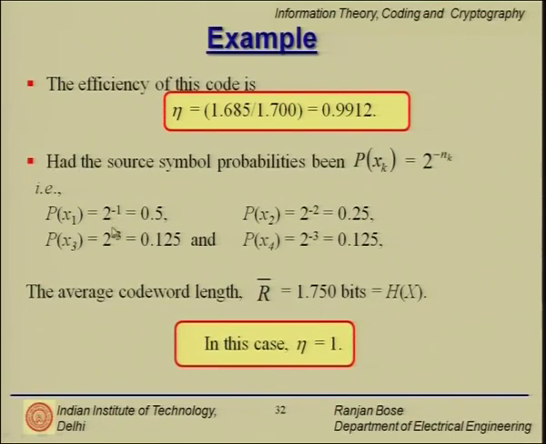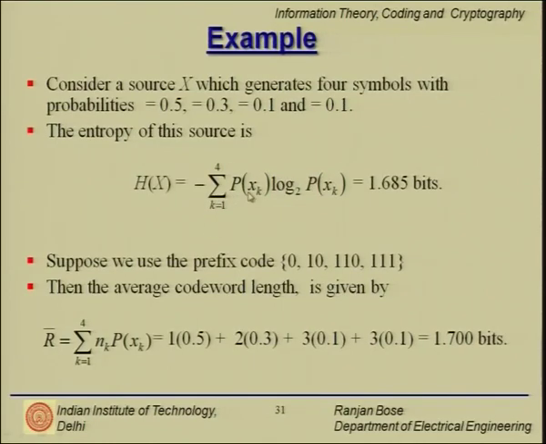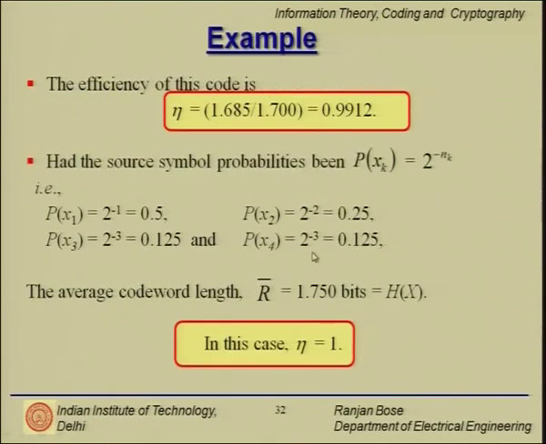If I plug these changed probabilities into my expression for H of x, nothing but minus the sum of p(x) log p(x), I am surprised to see that R bar is equal to 1.75 bits, which is equal to H of x. We have achieved the lower bound. We have achieved the efficiency equal to 1. So, what is strange about this condition? Why were we able to achieve this?